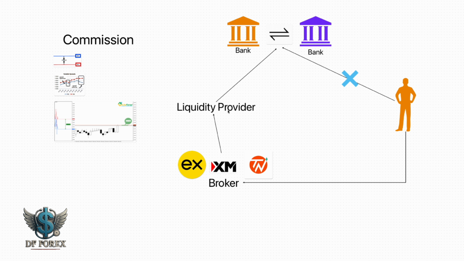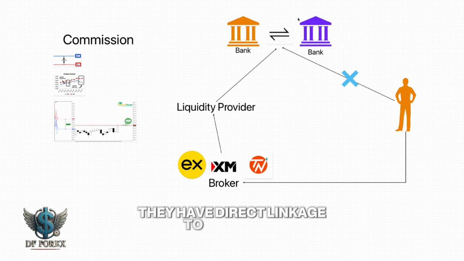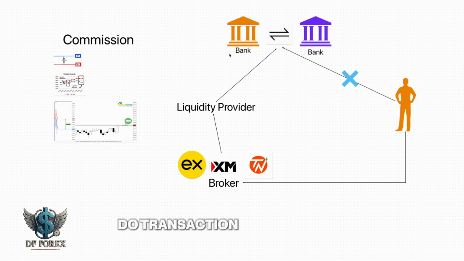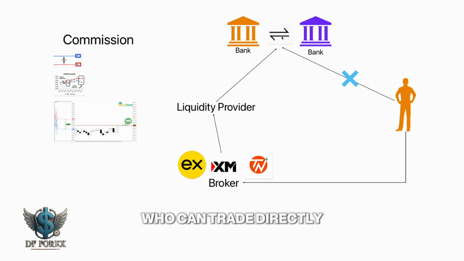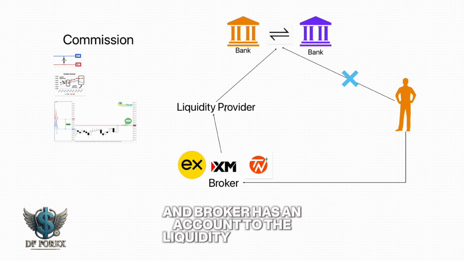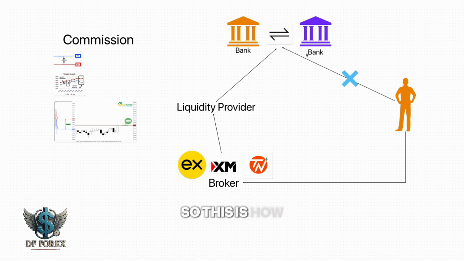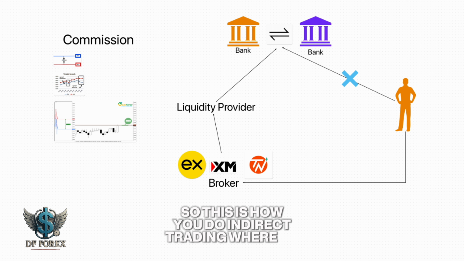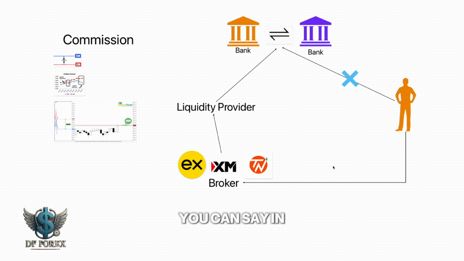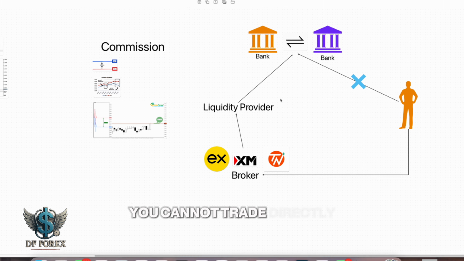Liquidity providers have direct linkage to the banks. So when the banks do transactions between them, there is a liquidity provider who can trade directly with them. You open an account with a broker, and the broker has an account with the liquidity provider. This is how you do indirect trading in forex. You cannot trade directly.